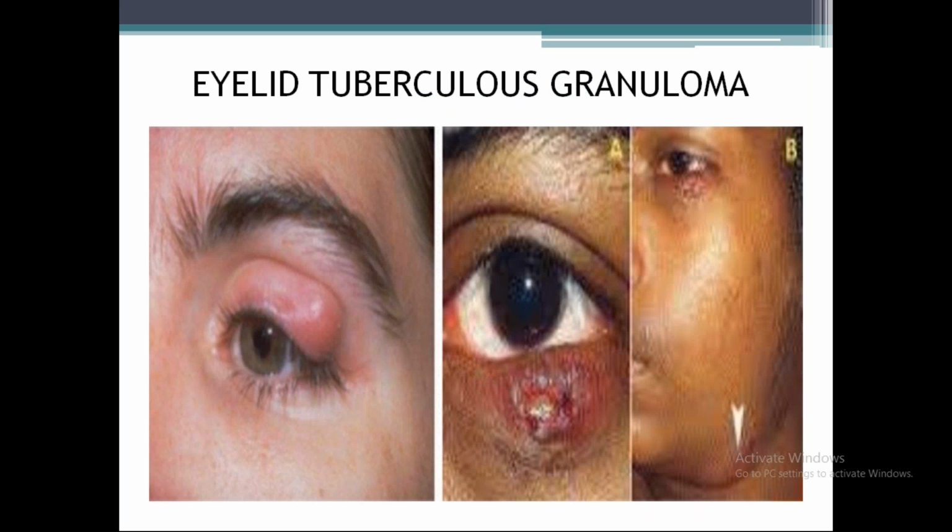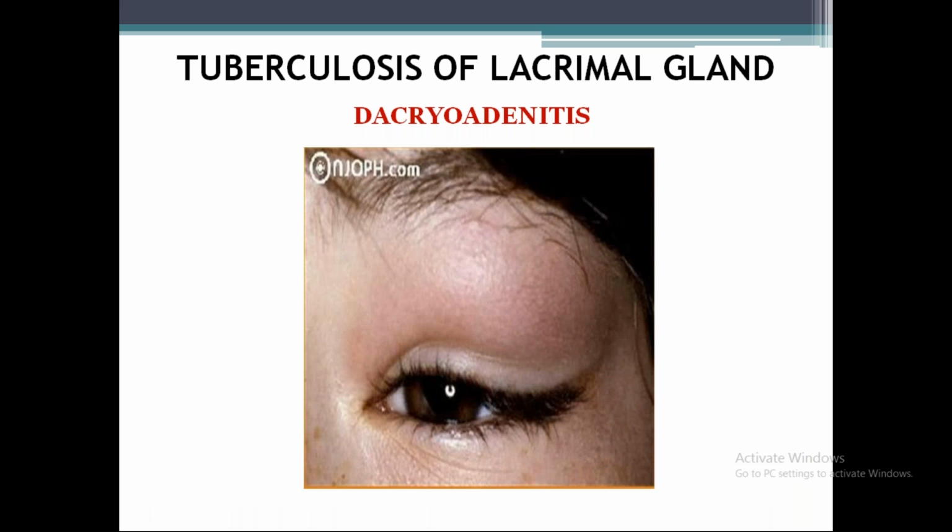Then coming to other eyelid manifestations, the patient can have granuloma. This is a small swelling of the upper eyelid, which mimics something like a chalazion. In the lower eyelid also, the characteristic manifestation is that it usually ulcerates. So this is the characteristic manifestation as far as tuberculous granuloma is concerned.